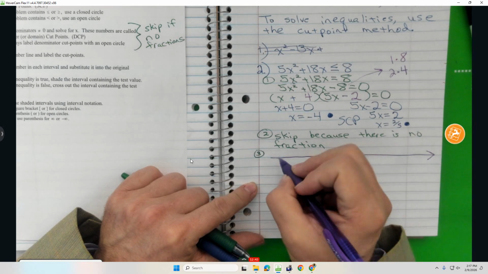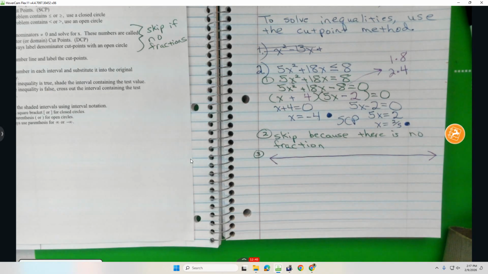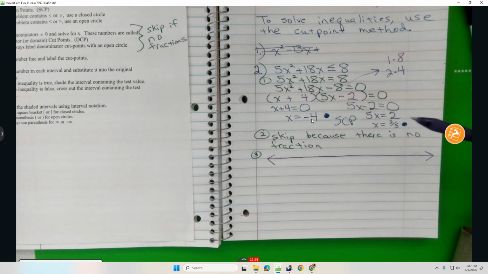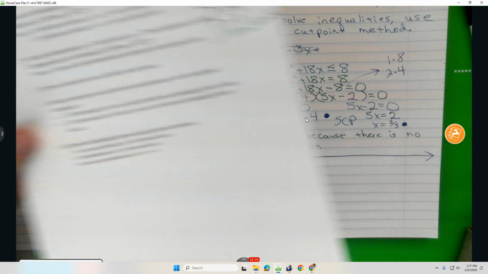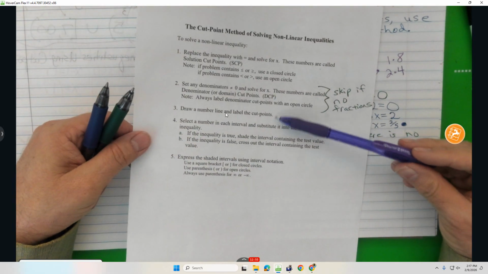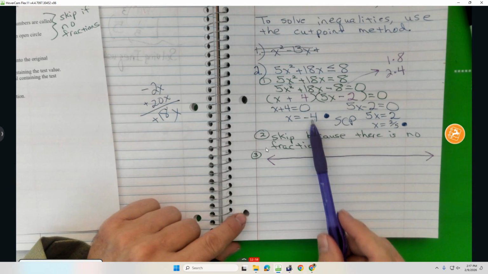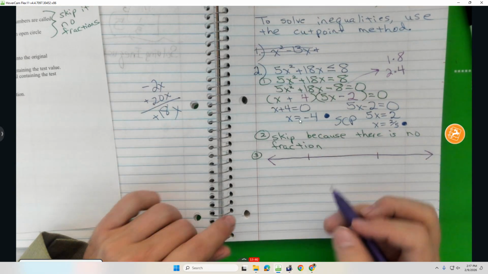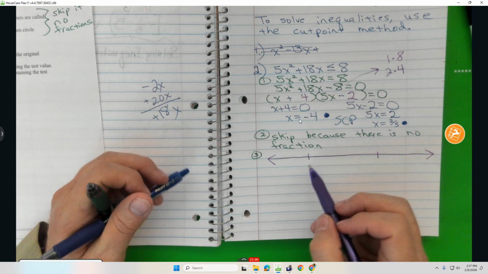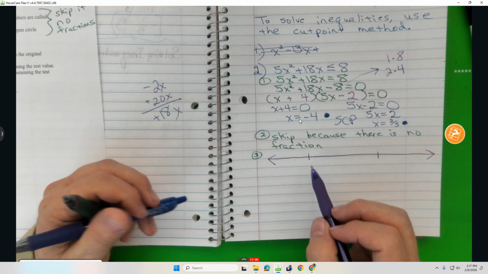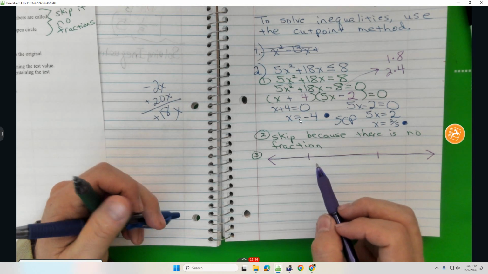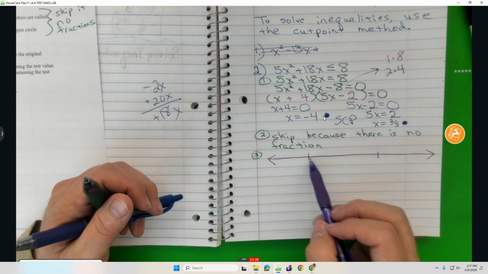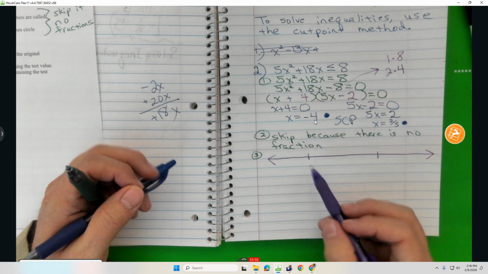And you laugh when I say this, but students mess up. You always label, this is a number line. You label your cut points in numerical order. So we're drawing a number line and we're labeling the cut points. We have 2 cut points, here and here. Don't label any other number. That's right. The only numbers you should label on the number line are the cut points themselves.